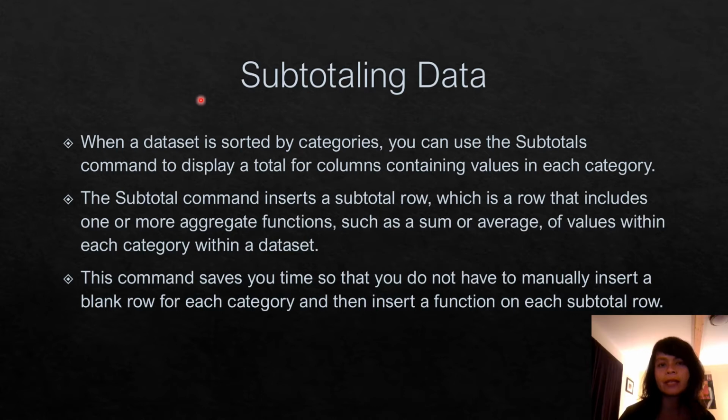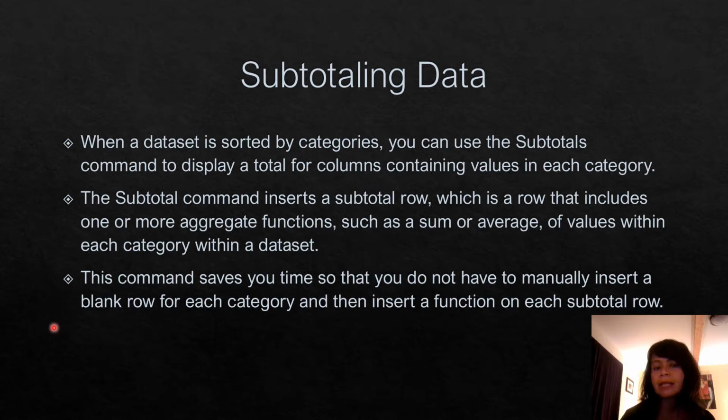So first, let's take a look at subtotaling data. When a data set is sorted by categories, you can use the subtotals command to display a total for the columns containing values in each category. The subtotal command inserts a subtotal row, which is a row that includes one or more aggregate functions. And it doesn't have to be total. It doesn't have to be just sum. It can also be average or values within each category within a data set.